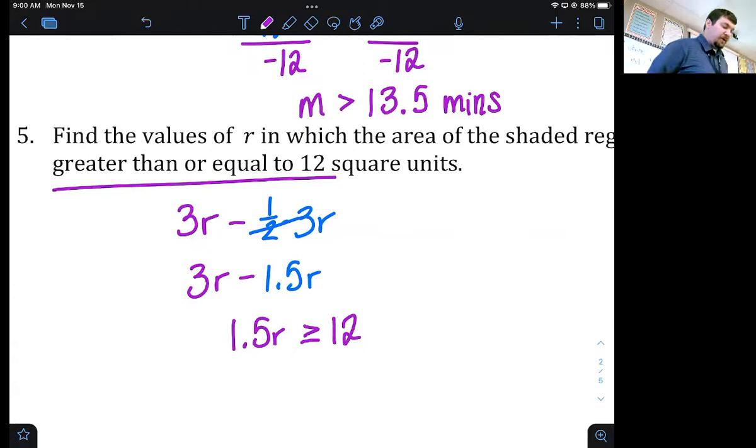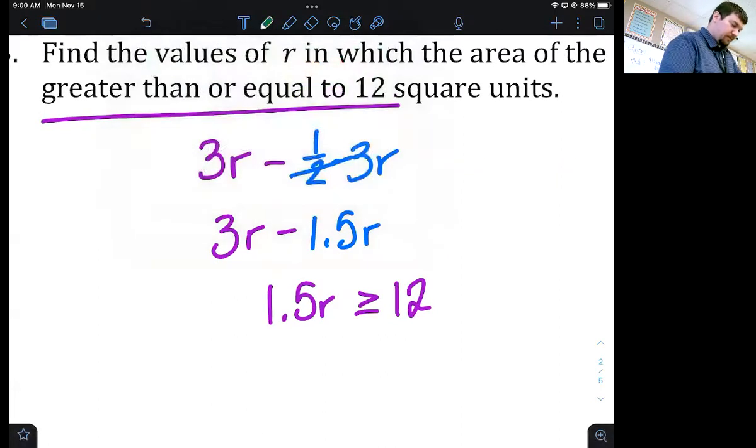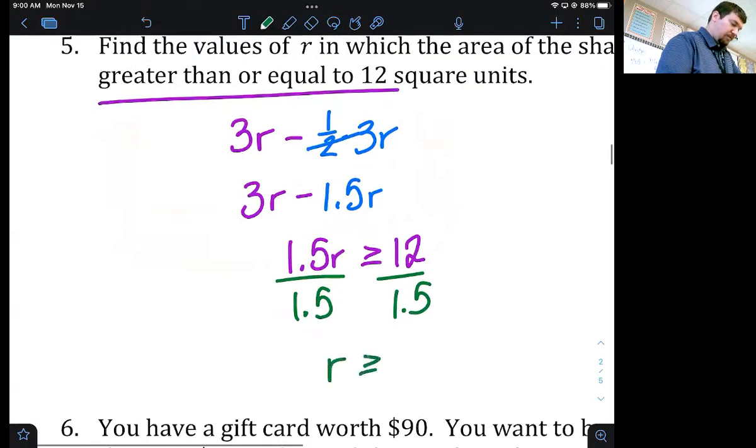Aiden, what's the opposite of timesing r by 1.5? Okay, so tell me what 12 divided by 1.5 is. That's right. So r is going to be greater than or equal to 8.